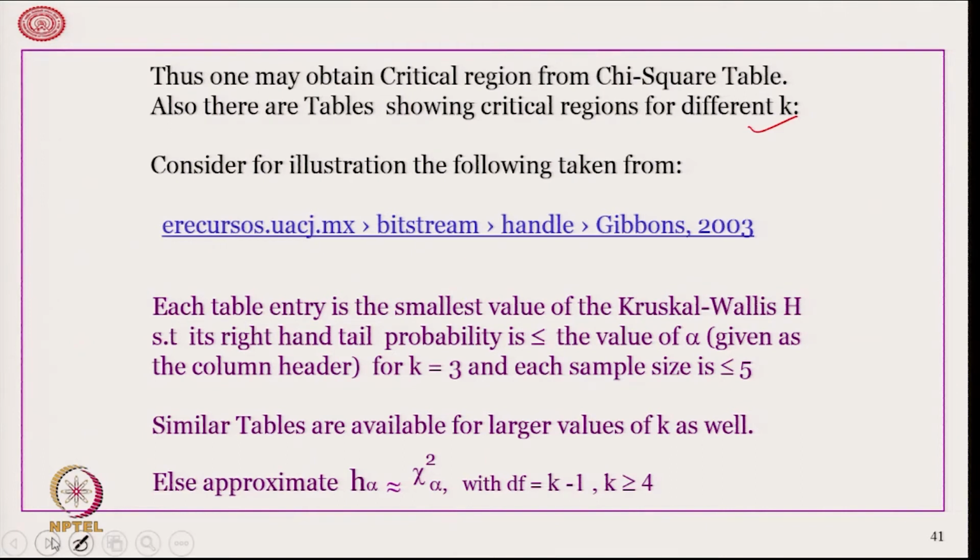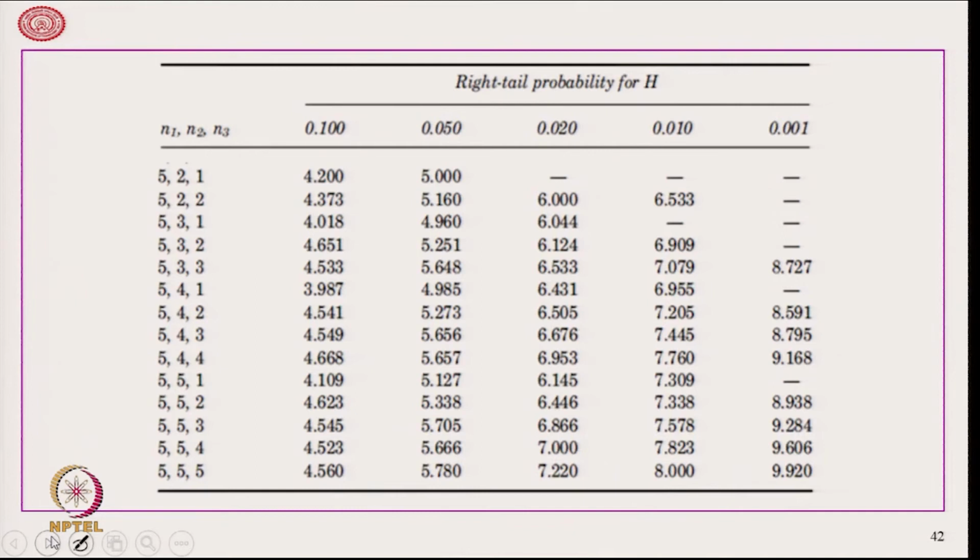Let us go to the table first. So, it looks like this. These are the alpha values, for several values of alpha. The values have been obtained, the right tail probability for H, and the segment that I am showing is for k equal to 3, and the highest number of observations for at least one class is 5, and therefore, these are different combinations: 5, 2, 1, 5, 2, 2 up to 5, 5, 5.